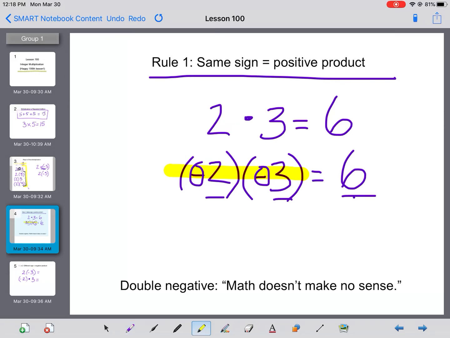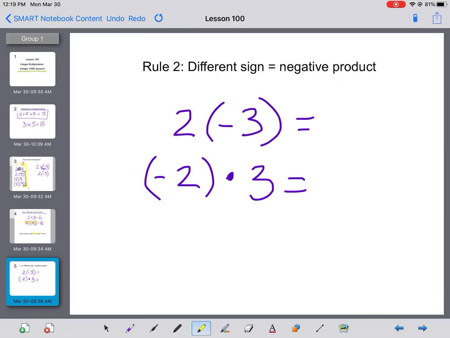And here's a little bit of a grammar tie-in. In grammar, we've talked about double negatives. If you say math doesn't make no sense, if you use two negatives in the same sentence, they actually make a positive together. If you say math doesn't make no sense, then you're actually making a positive statement that math does make sense. So maybe that's a little bit of a memory trick for you. If you have two negatives, your answer is still going to be positive. So that's rule number 1.